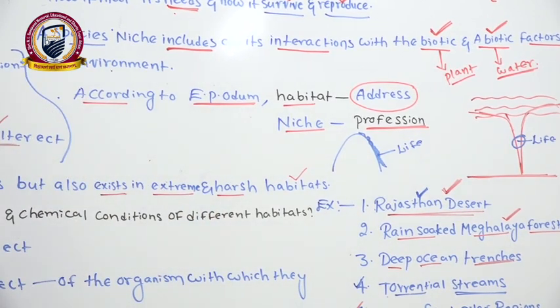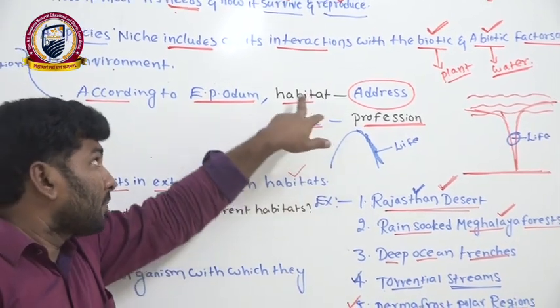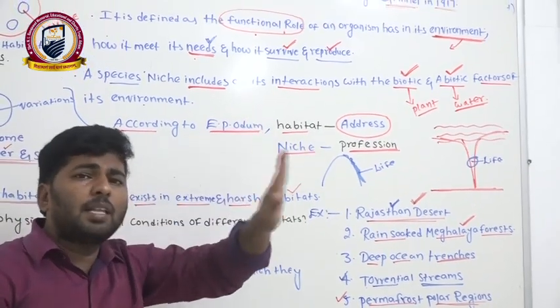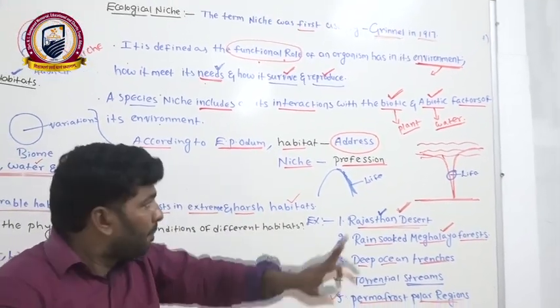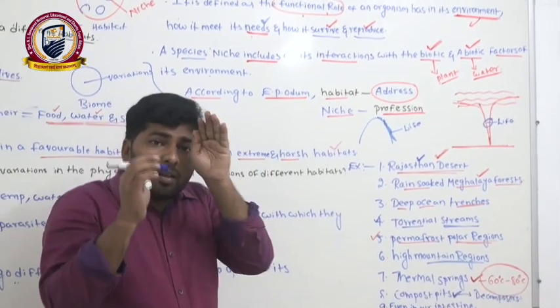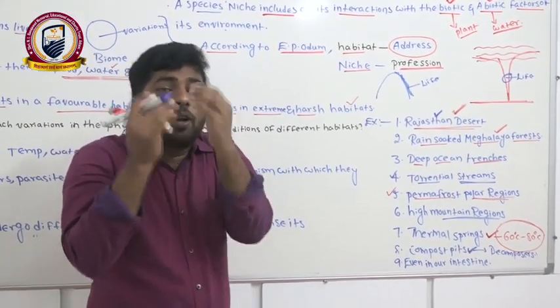Niche is the profession of an organism. Habitat is the place where the organism is living, but niche is the role of an organism.